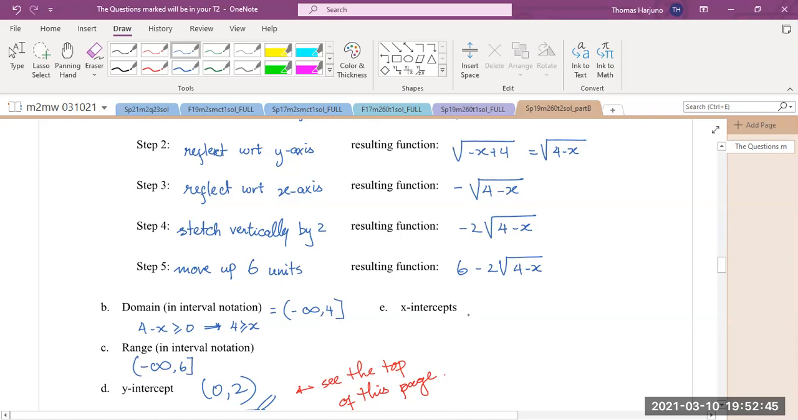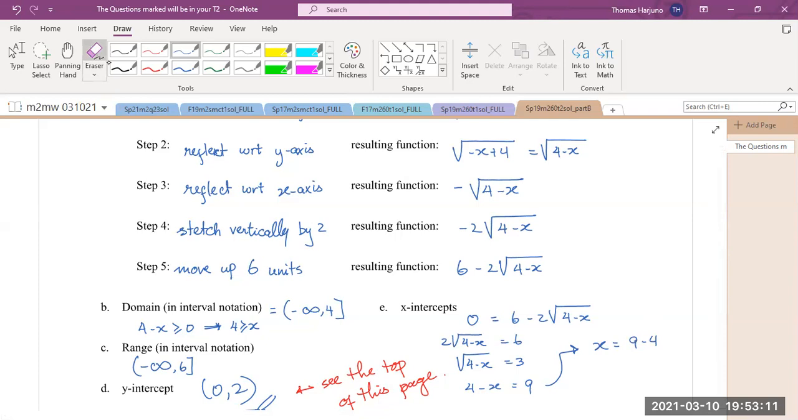How about the x-intercept? 0 equals 6 minus 2 square root of 4 minus x. We'll solve this. I kind of rush a little bit because of time. And square both sides. So x equals 9 minus 4. Actually, no, 4 minus 9. That's negative 5. So the x-intercept is negative 5, 0.